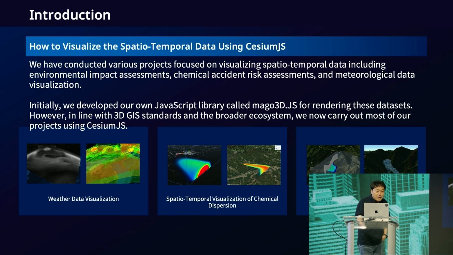So how to visualize spatio-temporal data using CesiumJS? Over the couple of years, my company has been involved in several projects focusing on visualizing spatio-temporal data. And we have developed our own JavaScript library called Mago3D.js. But nowadays, we moved from Mago3D.js to CesiumJS to join a broader ecosystem.